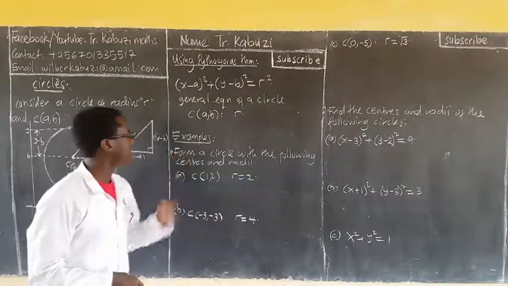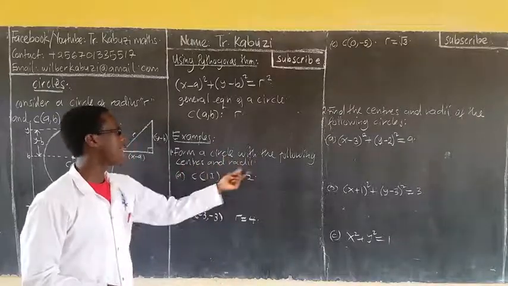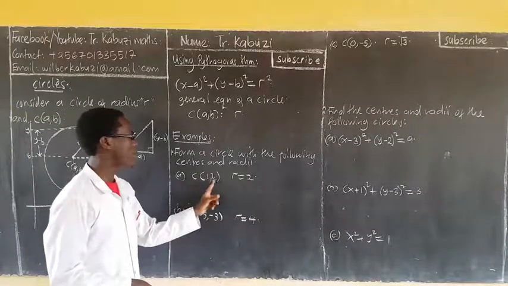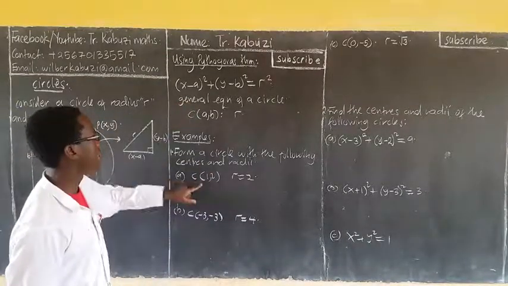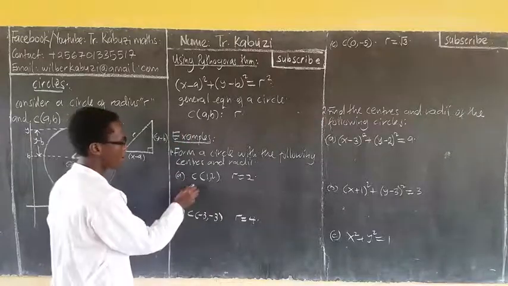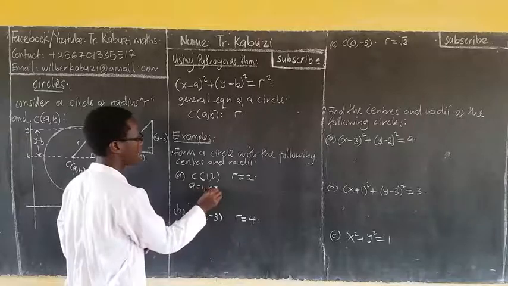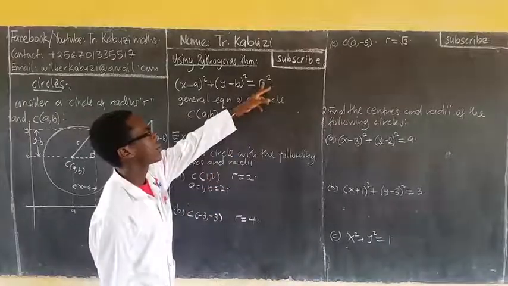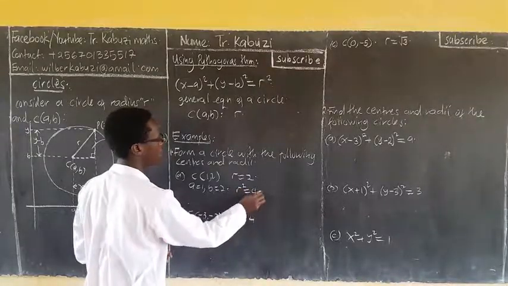Now, there are some examples. Form a circle with the following centers and radii. The first one, they give us center (1, 2) and radius 2. From here, if you compare this and this, you see that our a here is 1, and our b is 2. And our radius is 2, but in this equation we want radius squared. Our radius squared will give me 4.